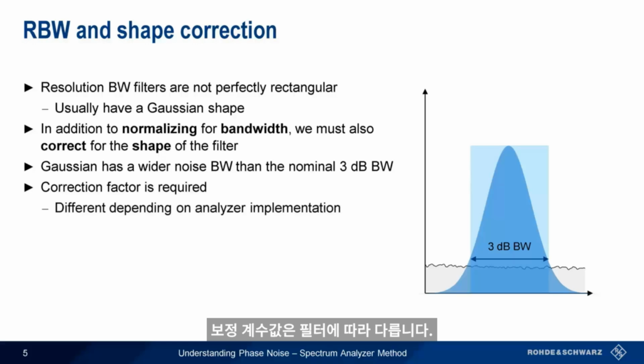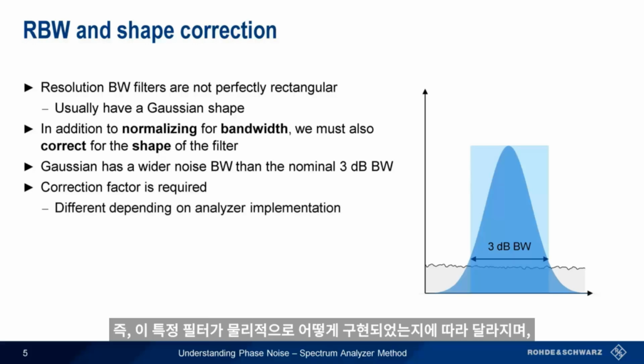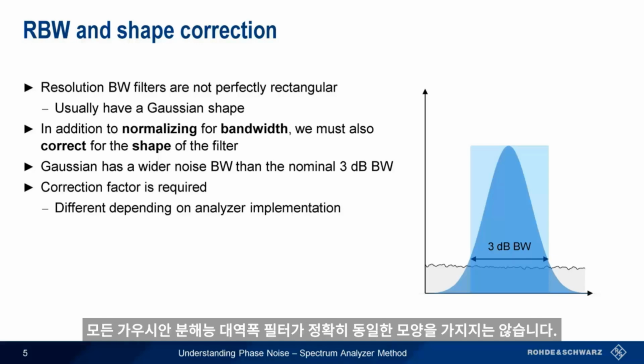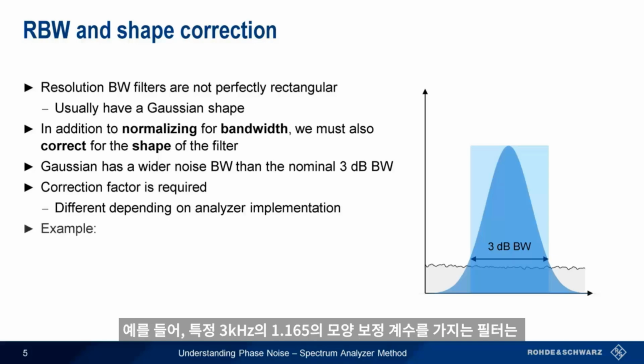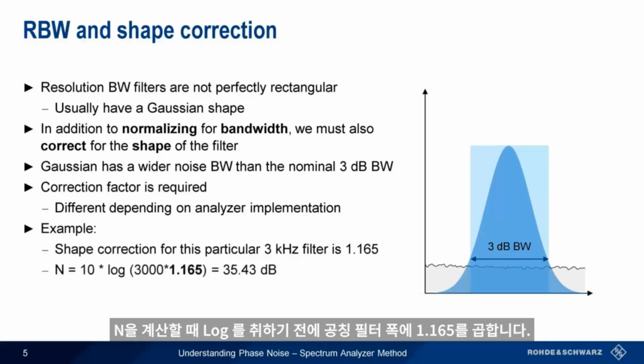The correction factor is implementation dependent. That is, it depends on how this specific filter was physically implemented. Not all Gaussian resolution bandwidth filters have the exact same shape. For example, the shape correction for this particular 3 kHz filter is 1.165. So in calculating n, we first multiply our nominal filter width by 1.165 before taking the logarithm.